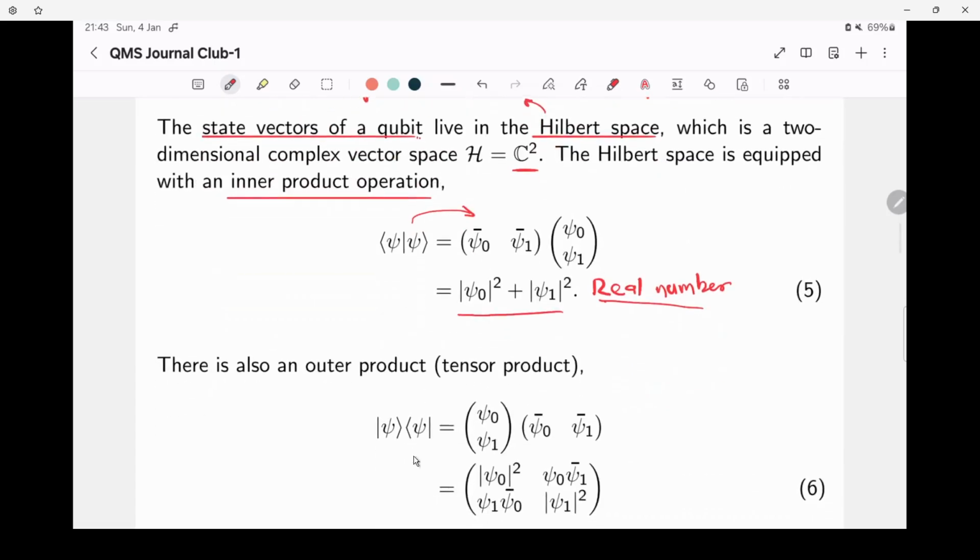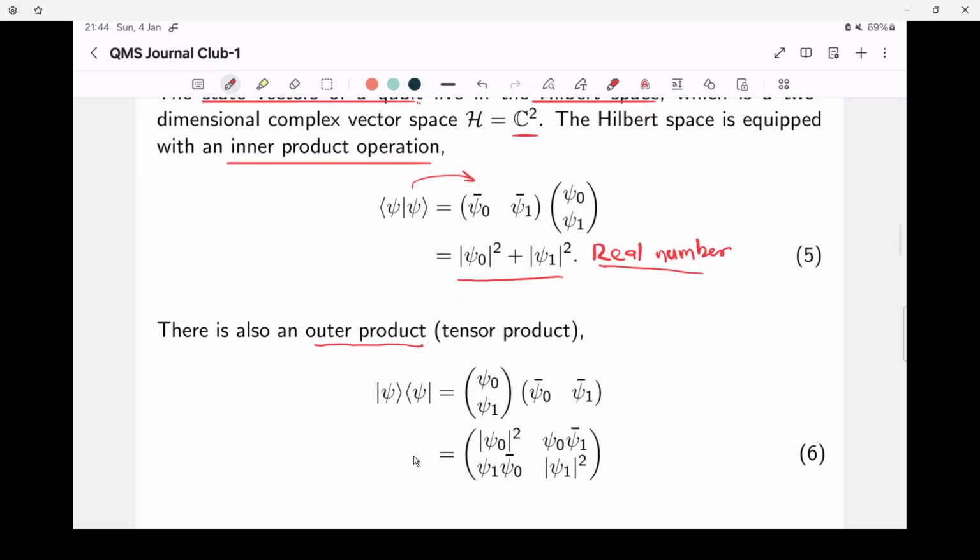There is also another product called the outer product. Sometimes this outer product is also called a tensor product, and I will define what a tensor product is next. But essentially, the outer product is just your ket multiplied with your bra. If you do that, you will see it is a column vector multiplied with a row vector, and it gives you a 2 times 2 matrix.